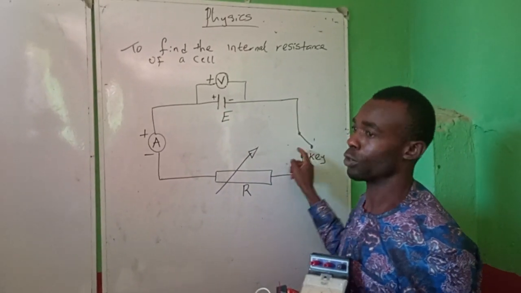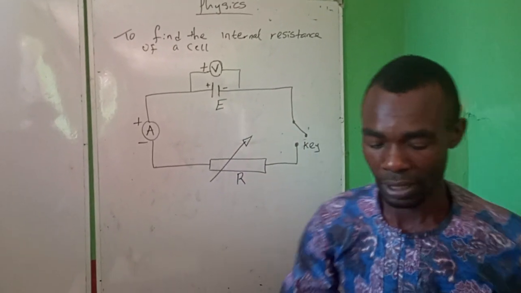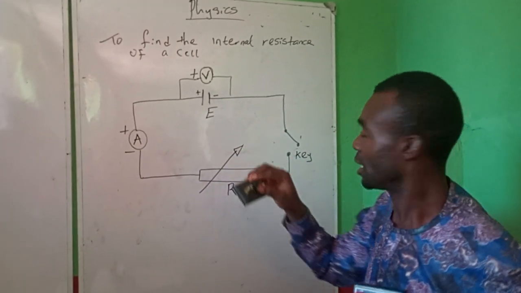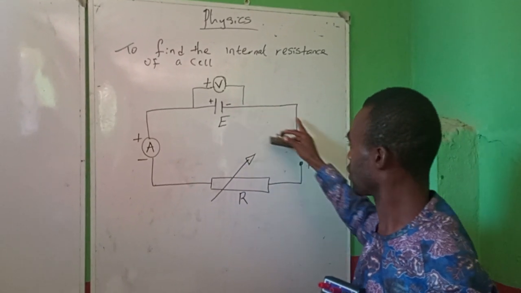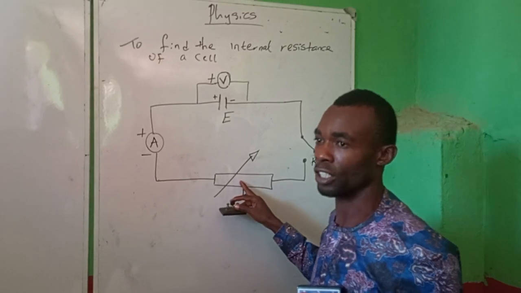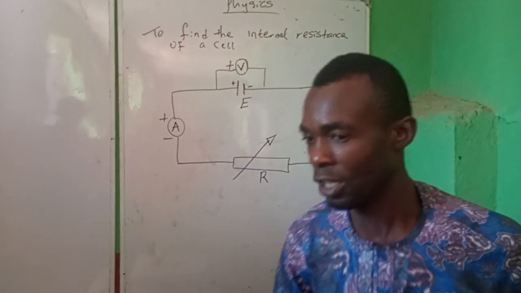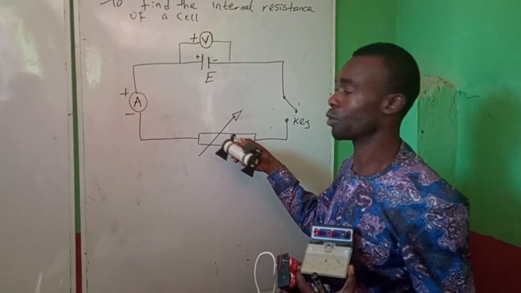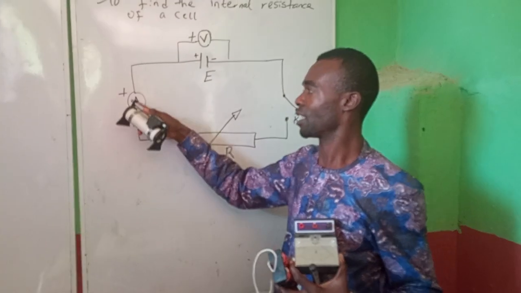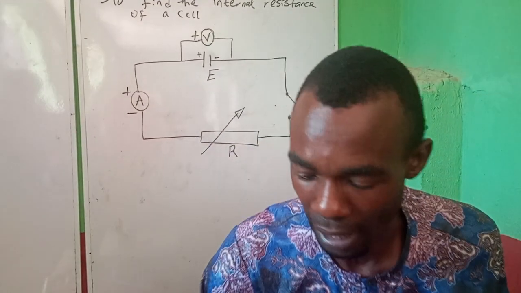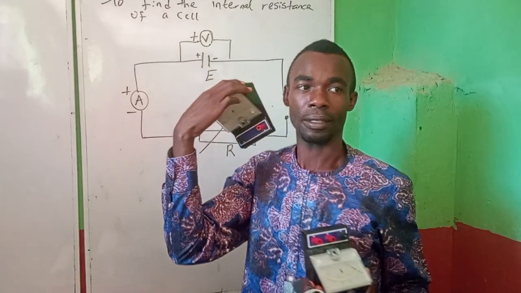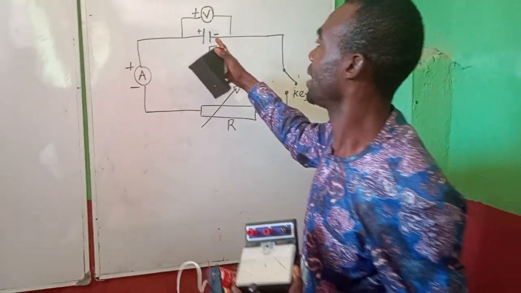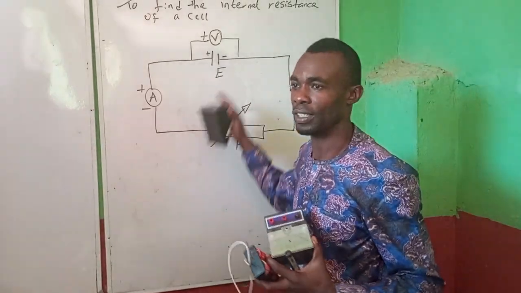Series to the what? To the key. This is the switch, this is our key. Are you seeing it now? It is in series to this. Series to the what? The rheostat. This is the rheostat, and it is in series connection to the ammeter.